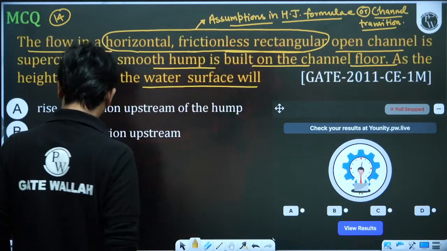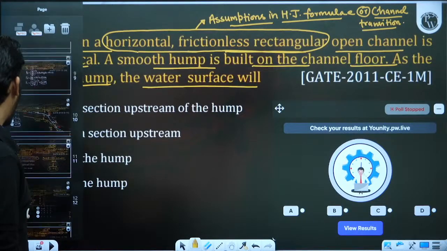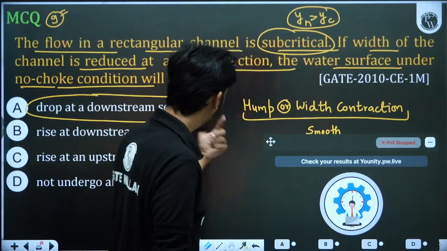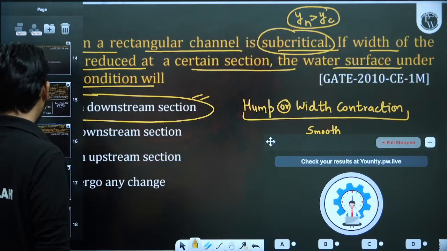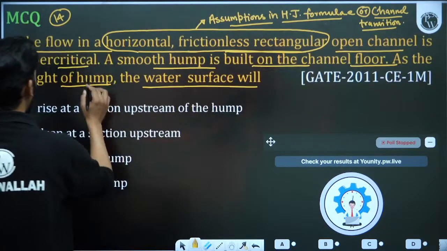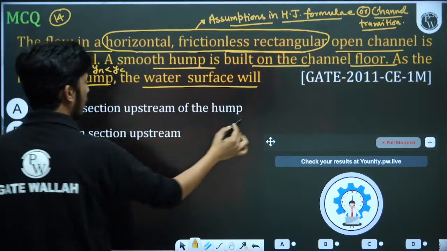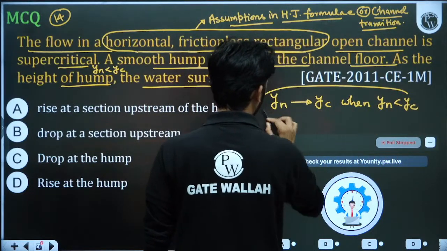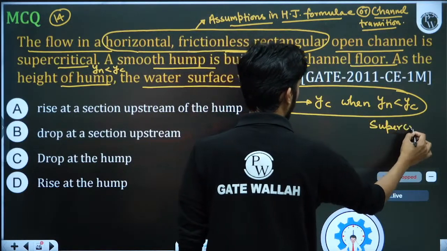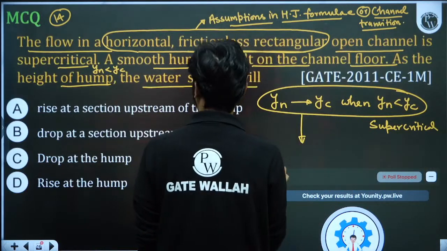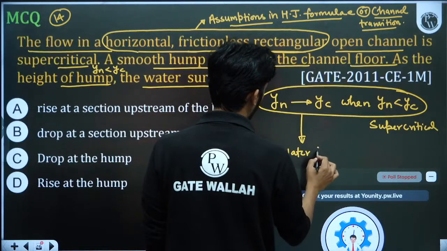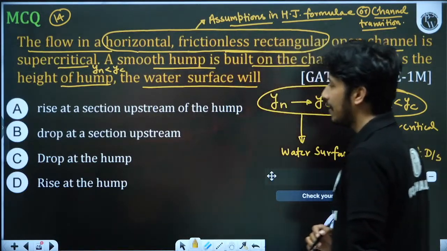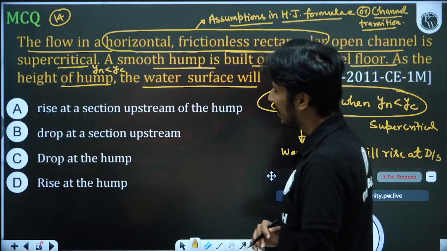Okay, so as I have told you previously, you can see here that if we are doing hump or width contraction, the normal depth will try to move towards the Yc, towards the critical depth. So now what happens when the supercritical flow moves towards the critical? In supercritical, we know Yn is less than Yc. So when Yn tries to move towards Yc, what will happen? In this condition, the flow is supercritical, and we know that the water surface will rise at the downstream side. At hump nothing will happen, the flow will rise at the downstream side, right?